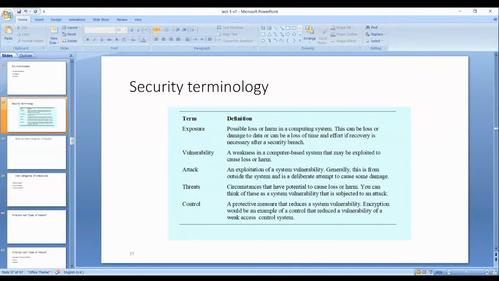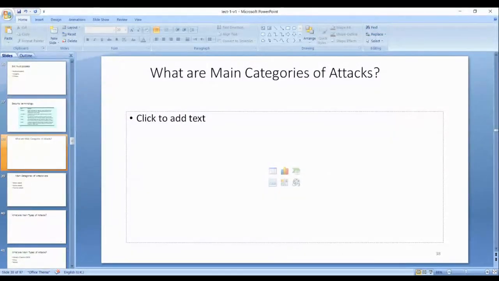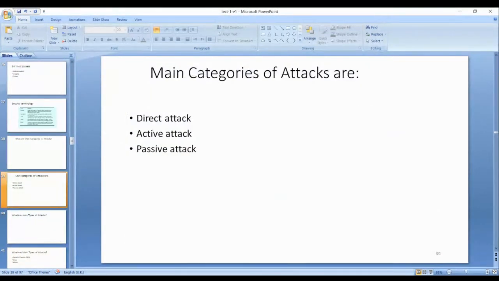Then I move to how many categories of attacks we have. We have direct attack, we have passive attack, and we have active attack. What is the direct attack?